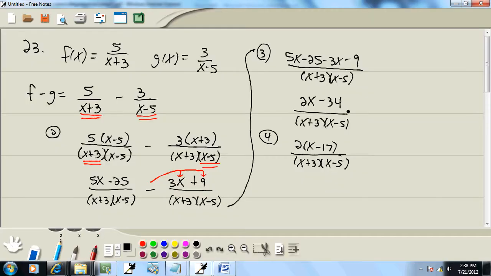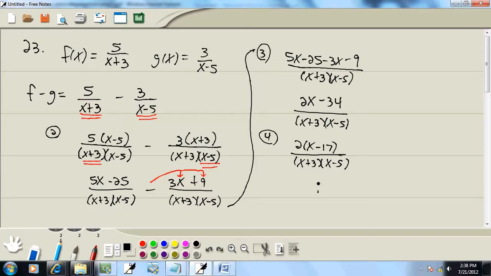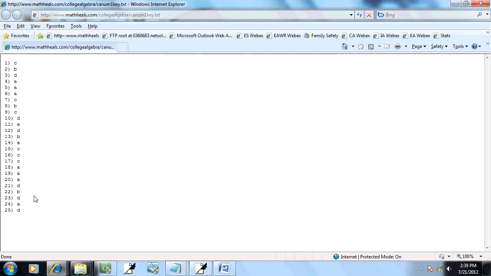So let's see. Looks like it would be 2 times x minus 17 over x plus 3 times x minus 5. They also put the domain on here. They set each denominator equal to 0 and solve, and we get x equals negative 3 and x is equal to 5. And these are the values it cannot be because it causes 0 in our denominator. So 23D. And that checks.